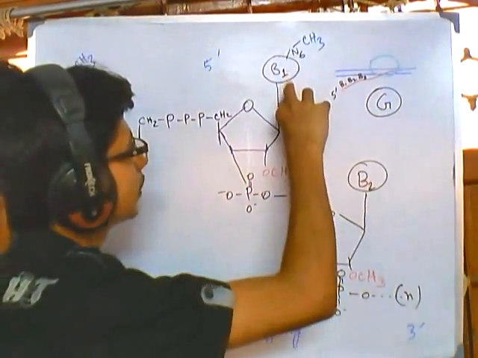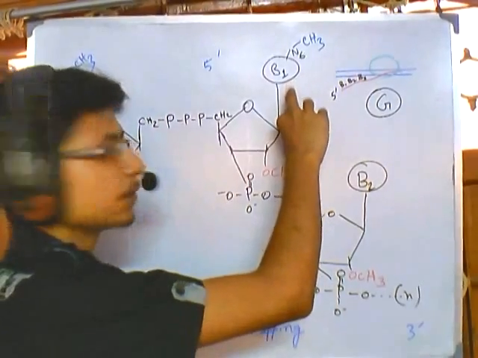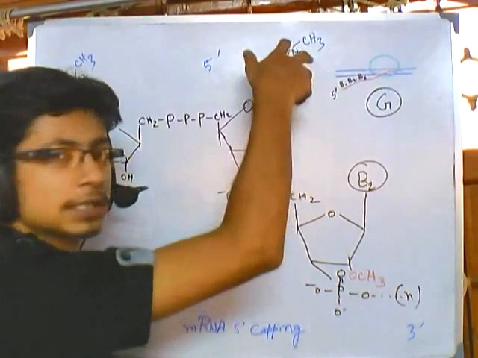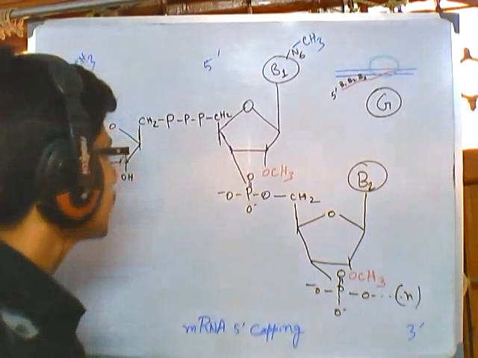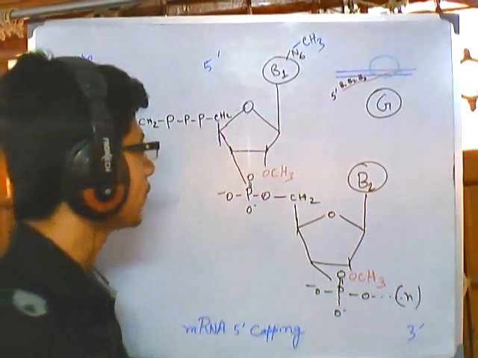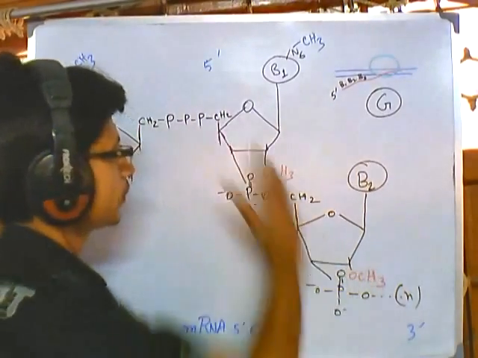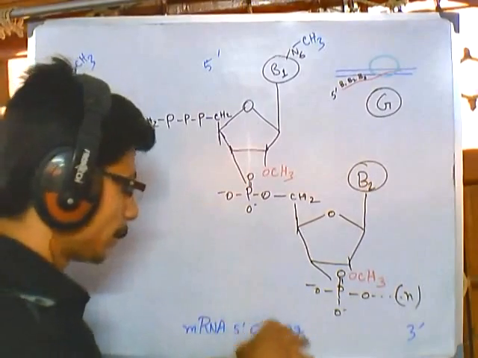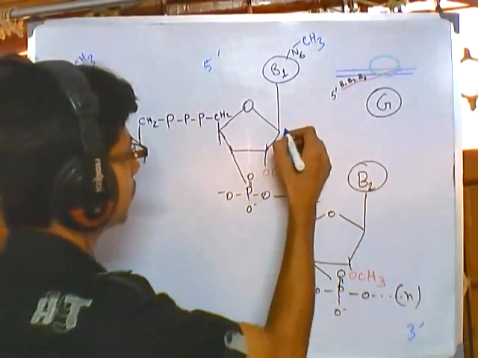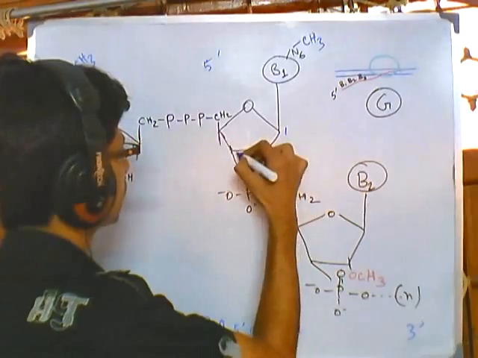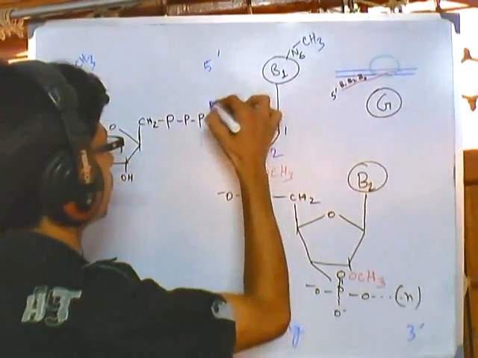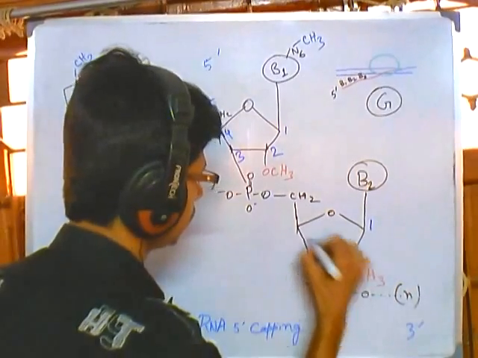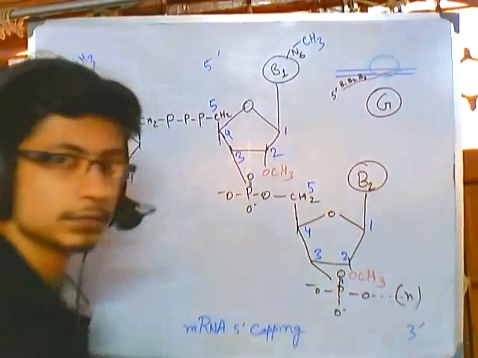Now here this is the first base, so it's from the first nucleotide. Now the first nucleotide could be anything. It could be adenine, it could be uracil, it could be anything else. Now at this point we have this phosphodiester linkage. Okay, just look at this phosphodiester linkage. Now if I mark each of these carbon numbers, it is 1, 2, 3, 4, and this is 5. In the similar way, 1, 2, 3, 4, and this is 5.